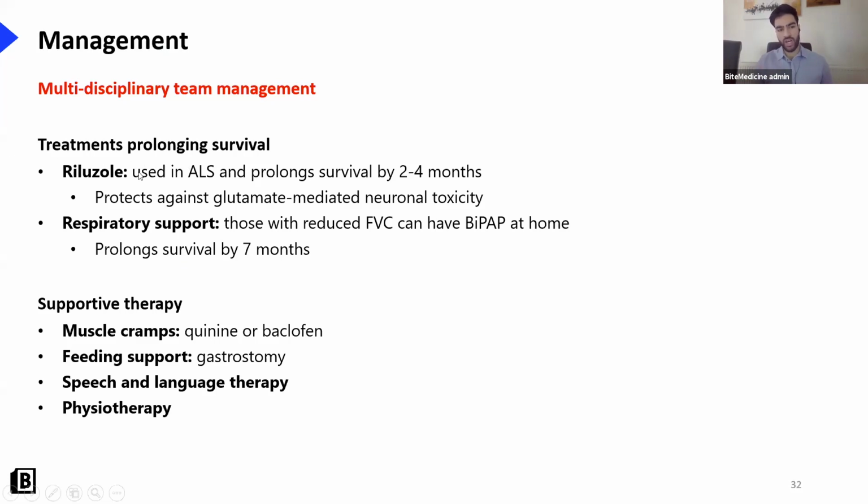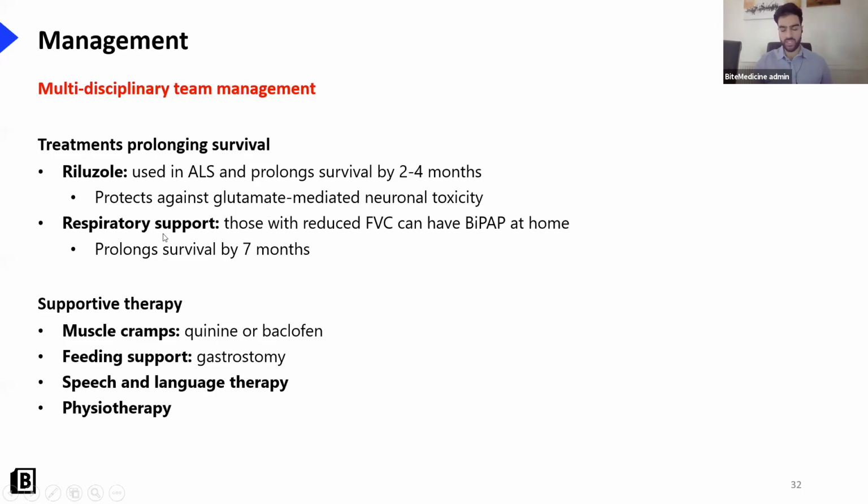So treatments prolonging survival are going to be riluzole, and that protects against glutamate-mediated neuronal toxicity. Remember, going back to the pathophysiology, and that's why this is so important, one of the things that I mentioned that results in motor neuron degeneration is glutamate toxicity. For some reason in motor neuron disease, the glutamate neurotransmitter causes nerve degeneration, and riluzole protects against that. NICE recommend it's used by a specialist, obviously, and it can prolong survival by roughly 3 months or so.